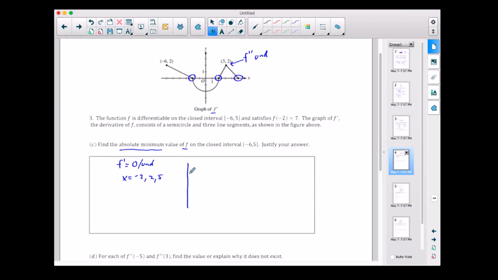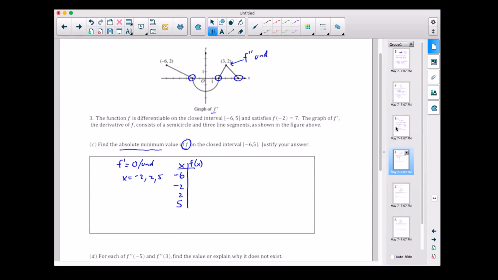And then what we do with those values is we make a table, not a sign chart, and we plug them into whatever it is we're trying to find the minimum or maximum of. And for absolute minimums and maximums, we also have to include the endpoints, right? So we're going to have -6 as one endpoint. We have -2 and 2 as our critical values, as well as 5, which happens to be the other endpoint. So these are all the values that we want to find. And so now we have to figure out, well, what is f of -6? What is f of -2? What is f of 2? And what is f of 5?